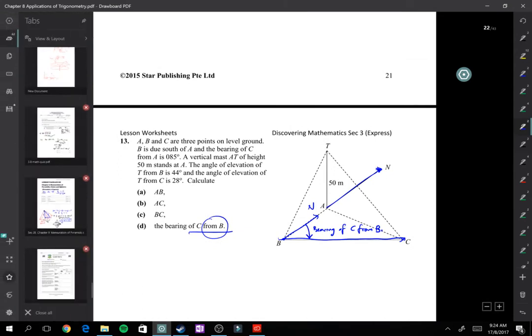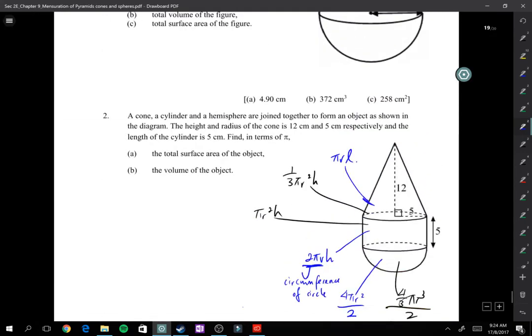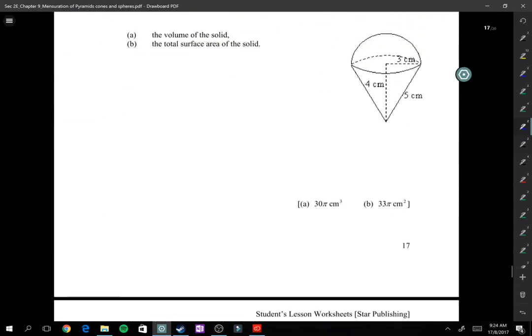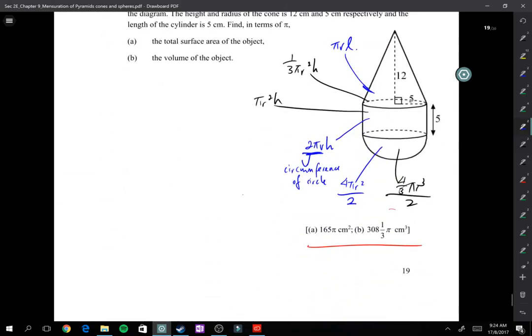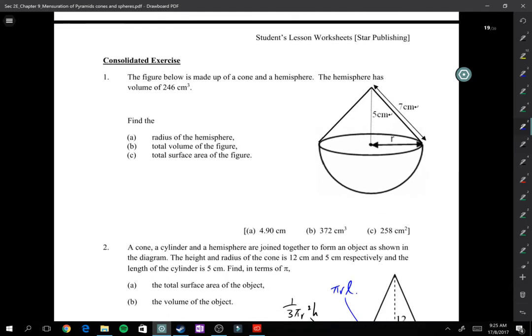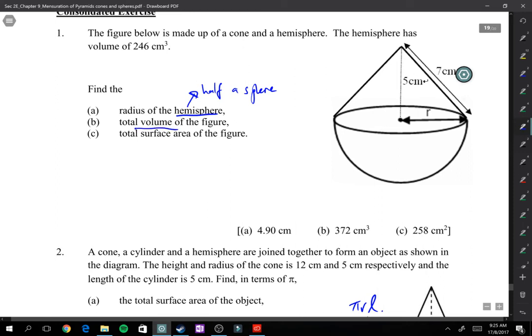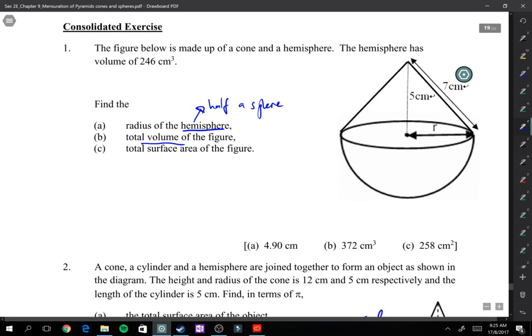Very quickly, I think you are quite good with mensuration, so everything should be fine. Furthermore the formula will be given, so I don't think there should be any problem. Just know that hemisphere is also known as half a sphere. Total volume, in this case, we have a cone and a hemisphere. So you will take the volume of a half a sphere and the volume of a cone.